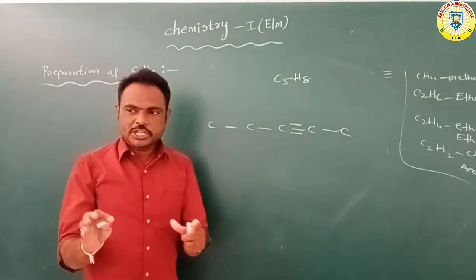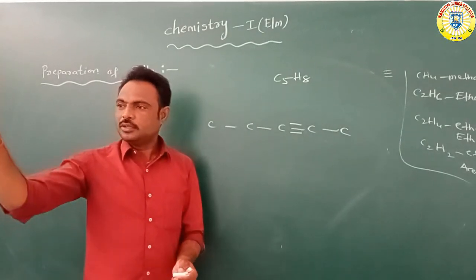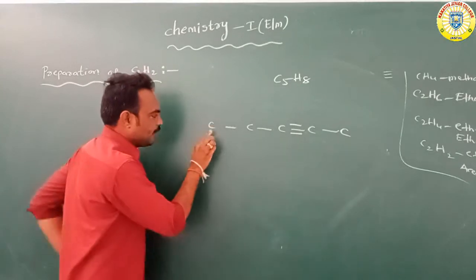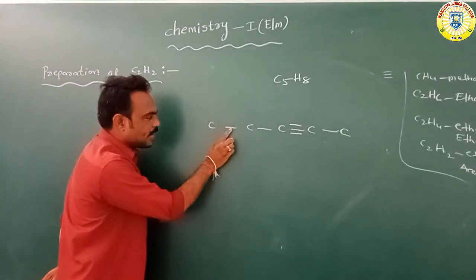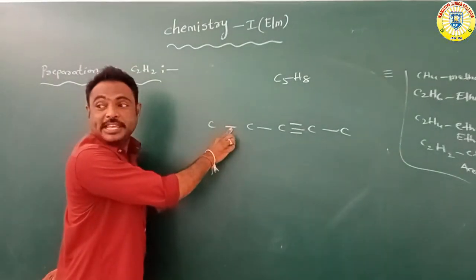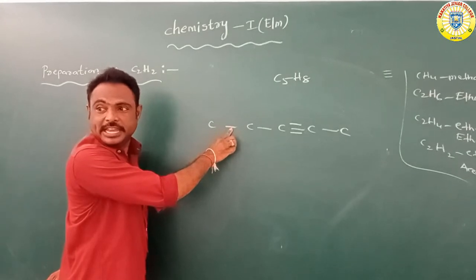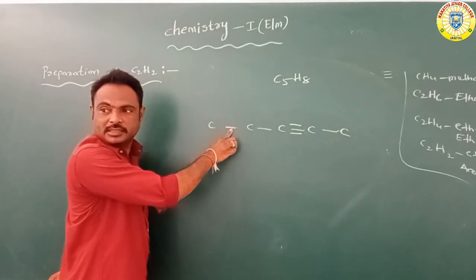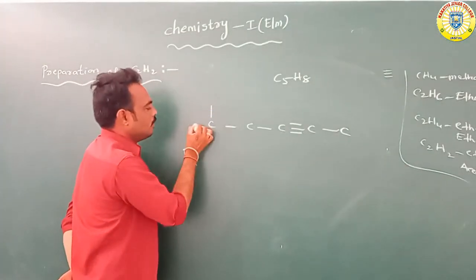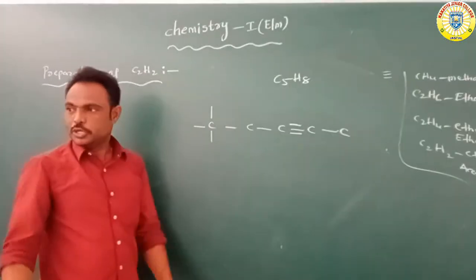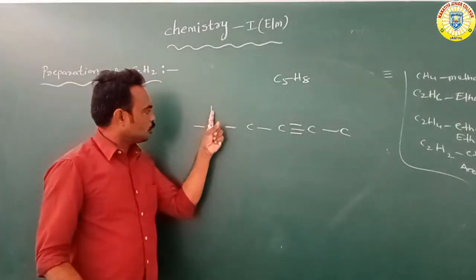Okay. So each carbon must contain how many bonds? 4 bonds. Suppose we have taken the first carbon. This carbon contains only a single bond. For the remaining 3, how many bonds are required? 3. So bond, bond, bond. So it is fulfilled: 1, 2, 3, 4.